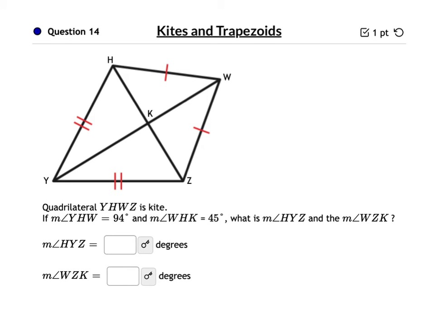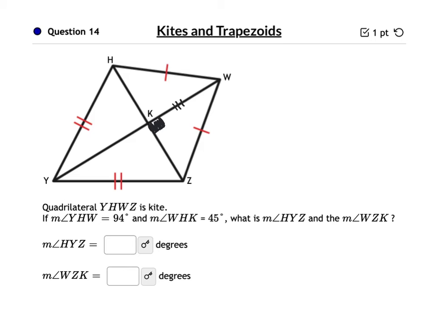Here we have a kite. Quadrilateral YHWZ is a kite. We know the diagonals of a kite are perpendicular, so we have a right angle right there. We know that triangle HWK is congruent to triangle ZWK because of hypotenuse leg. They're both right triangles and they share a side.